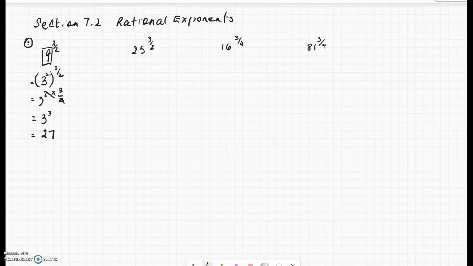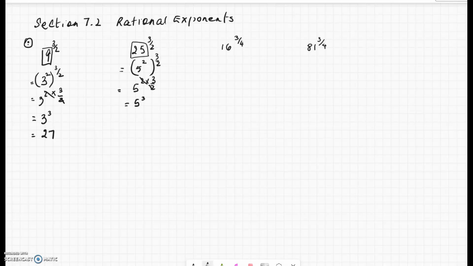Let's look at the next one. 25 to the 3 halves. Simplify 25 completely, and that is equal to 5 squared whole to the 3 halves. So factor this completely and you get 5 squared. So this is the prime factorization. Now this is equal to 5 to the 2 times 3 halves. Cancel the 2's and you get 5 cubed.